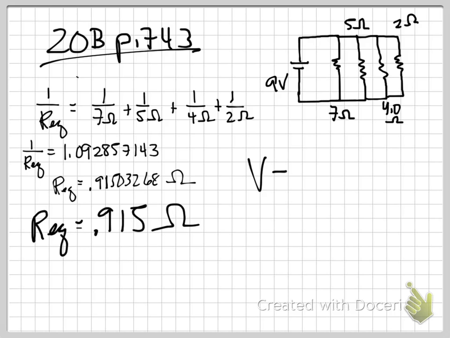So twinkle, twinkle, little star, V is equal to IR. Why do I recite that every time? Because I can't remember it otherwise. I don't have a note card. So voltage divided by resistance will give us our current.